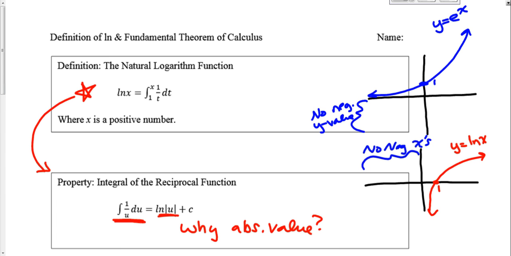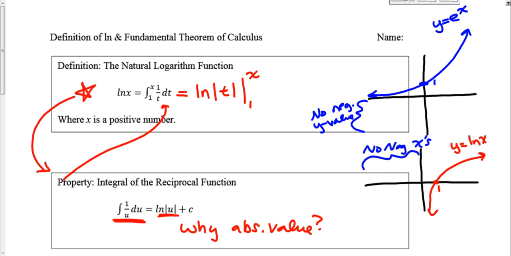So let's look back now. Sorry, I'm taking you all over the place. We're going to look back at this, and let's actually evaluate this now. So using our property, we have 1 over t dt. So that's going to be the natural log of the absolute value of t. Our bounds are from 1 to x.